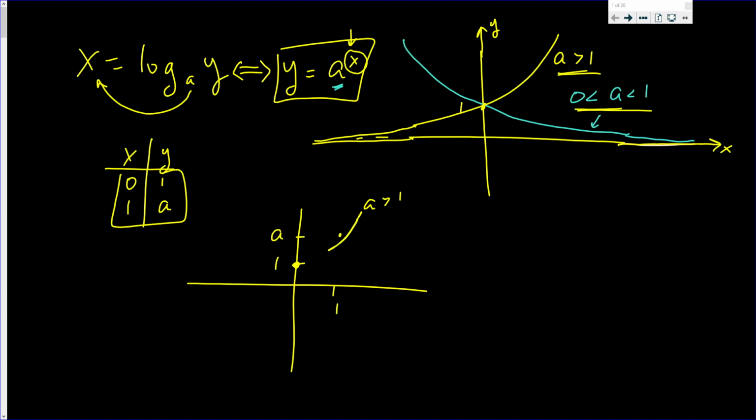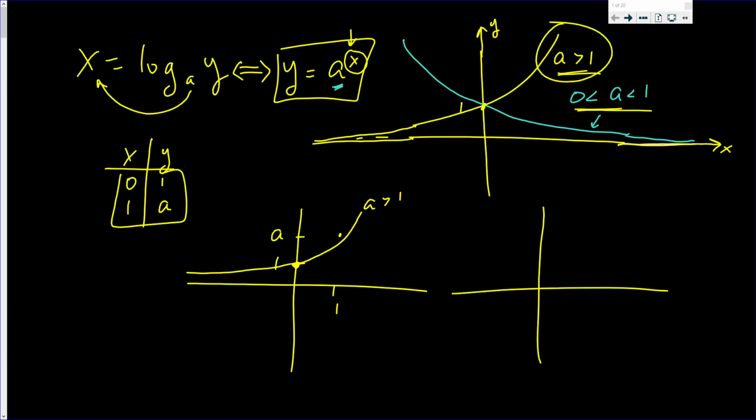Perfect. The graph is like this, just like I said, if a is bigger than 1. What if a is in between 0 and 1? Well, you still get the same 2 points. When x is 0, you go up 1. And when x is 1, you go up a. But this time, a is less than 1. Oh, you mean it goes like this? 2 points are enough to graph these exponential or log functions.